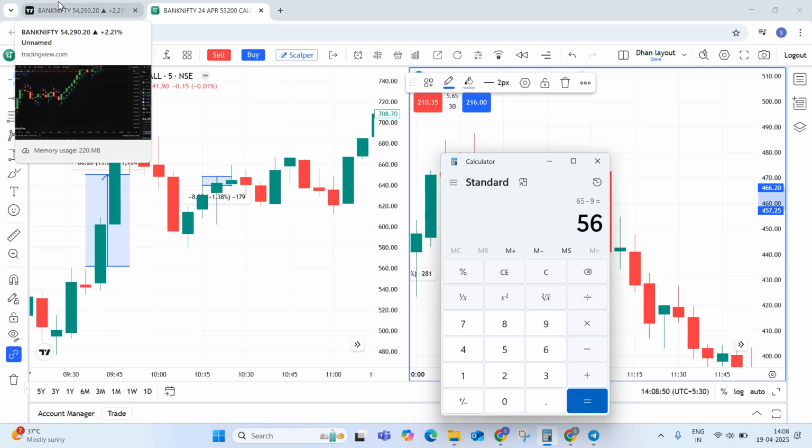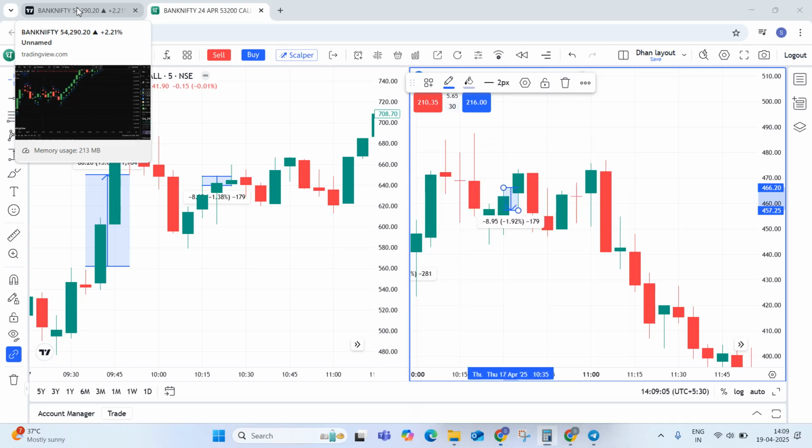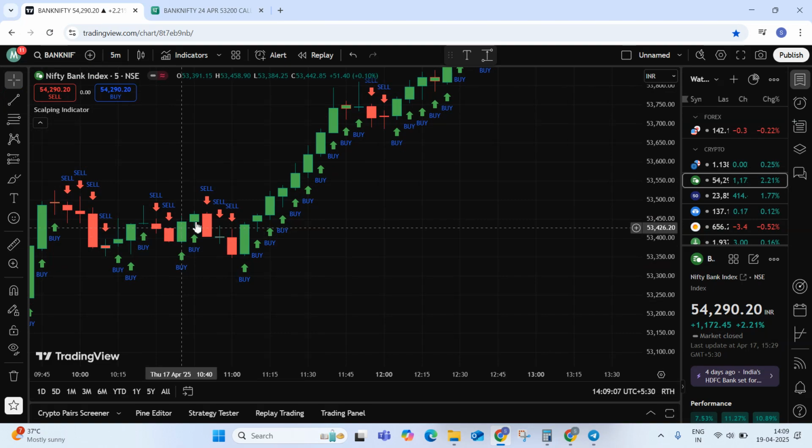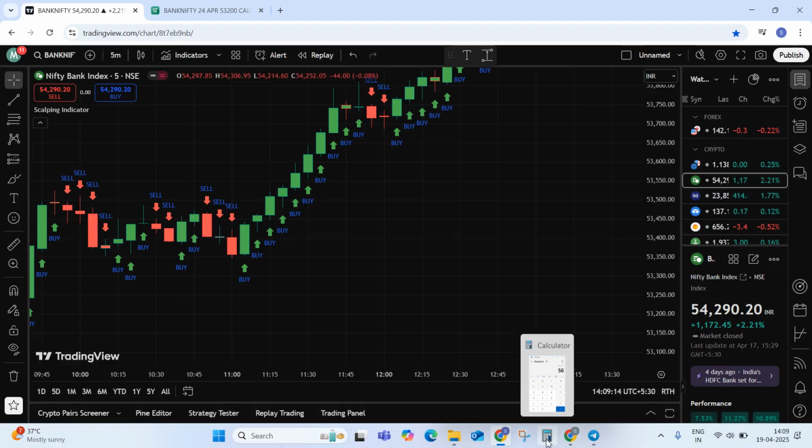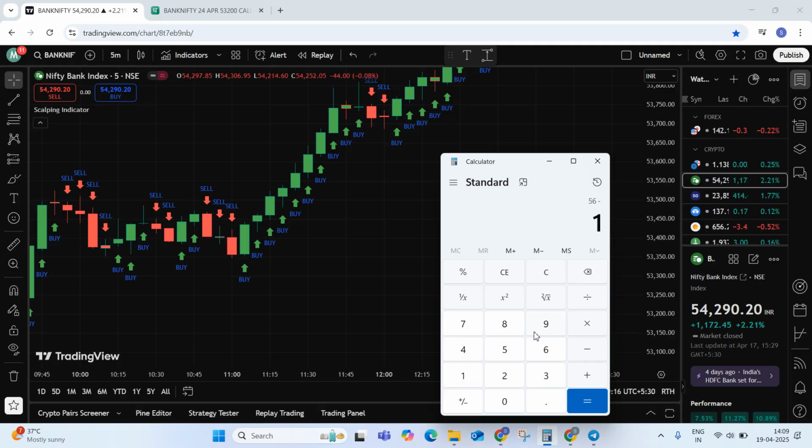Why I'm telling this is that no one can predict the market, at what price value it will go up or down. As per my indicator I am taking trades. Here also you can see one buy signal generated and here also a sell signal generated. Let's take minus 10, minus 10 for those two trades as a trailing stop loss.